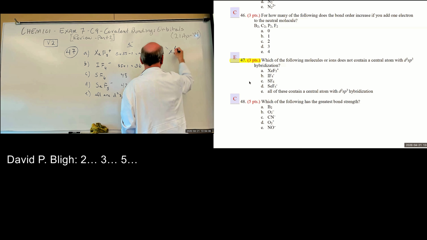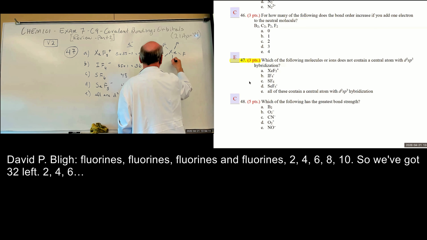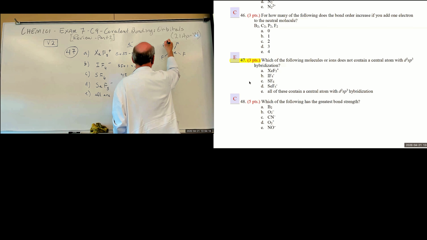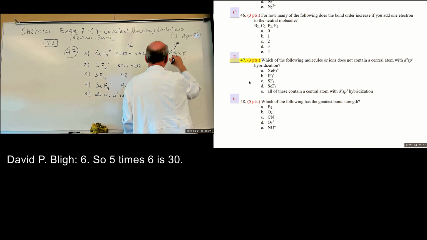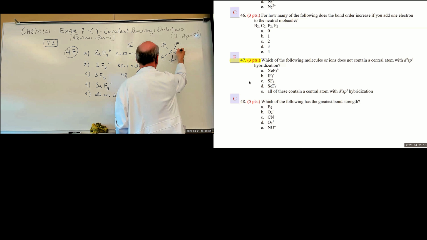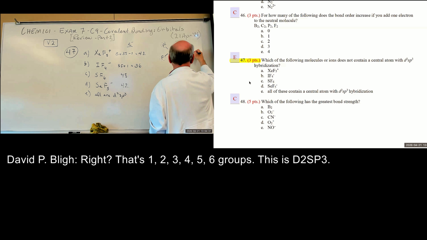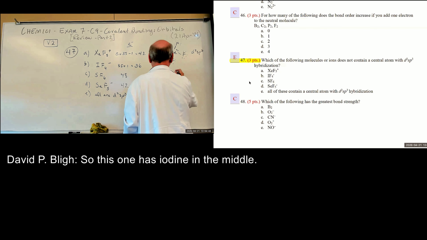Xenon in the middle, with 5 fluorines, 2, 4, 6, 8, 10. So we got 32 left. 5 times 6 is 30, so we have 2 left over. That's 1, 2, 3, 4, 5, 6 groups. This is d2sp3. Okay. So this one has iodine in the middle.